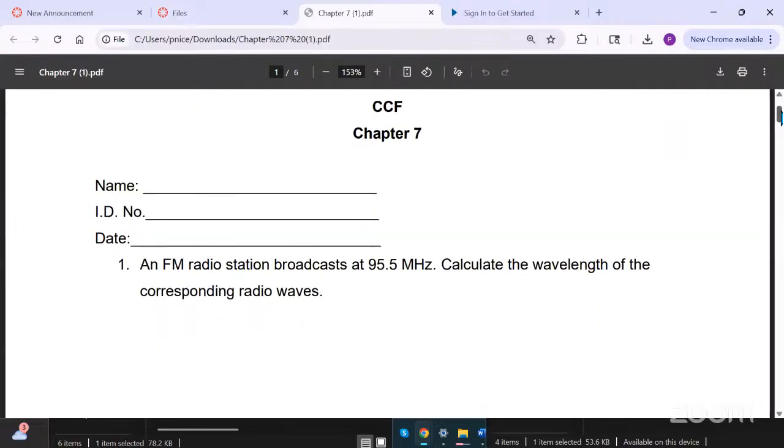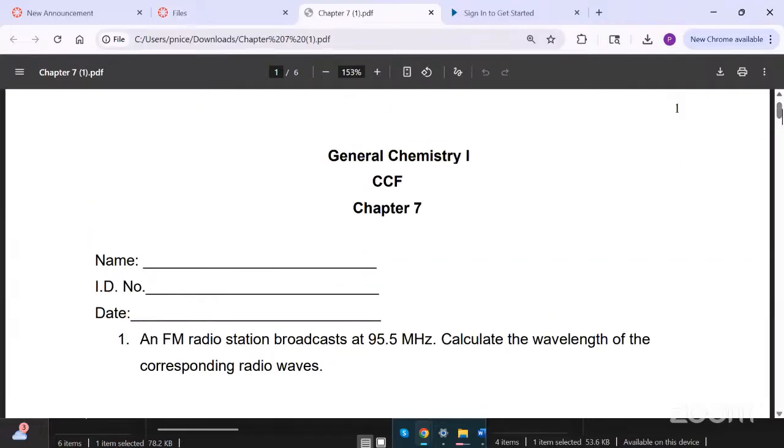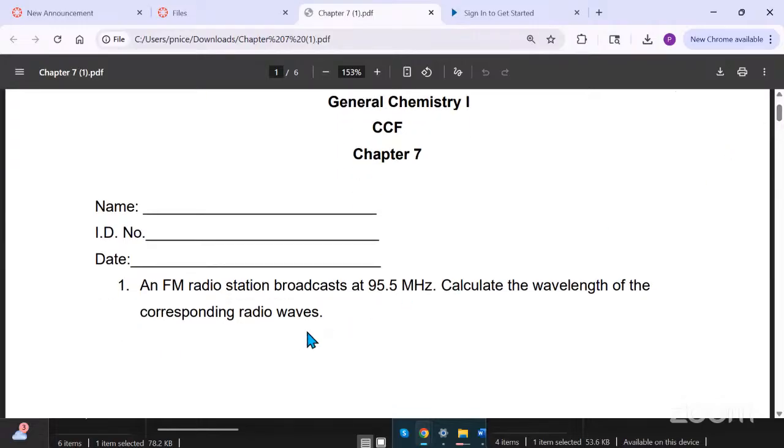Okay, so let's look at question 1, which says, an FM radio station broadcasts at 95.5 megahertz. Calculate the wavelength of the corresponding radio waves. So remember the equation that I just introduced to you, which relates wavelength to frequency, and that is c equals lambda times nu. Lambda is the wavelength, nu is the frequency, c is the speed of light. And remember also that c is constant, 3.00 times 10 to the 8 meters per second.